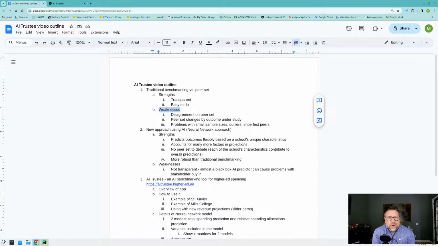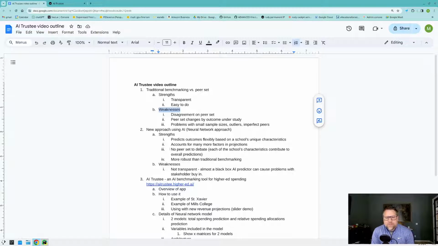So I'm proposing a new approach. I don't know if it's new. I haven't seen anybody do it before, but I'm doing it now and I love it. It's basically an approach where you throw out this idea of picking a peer set, and it has many advantages and a couple of weaknesses that I'll point out that I think can be overcome as people get more and more used to using AI kind of models. So the strength, of course, is basically fixing a lot of the weaknesses of the traditional approach.